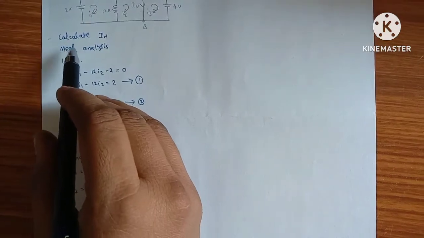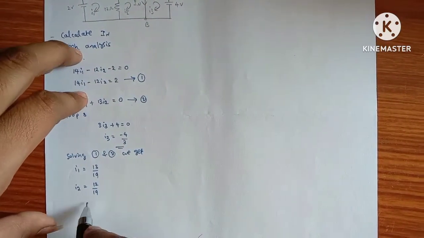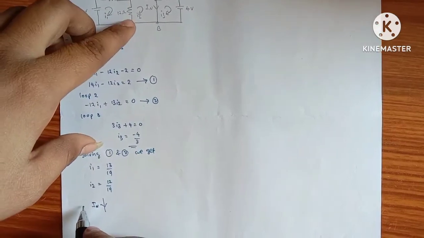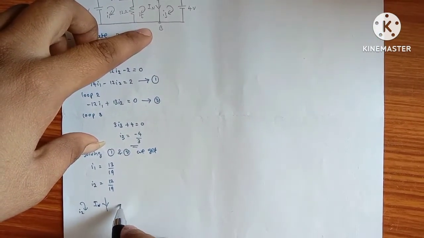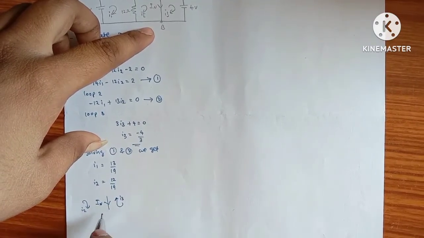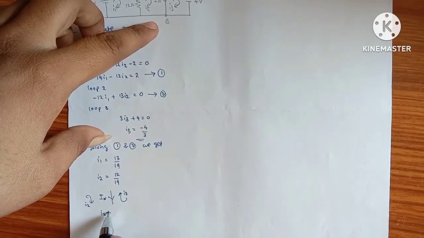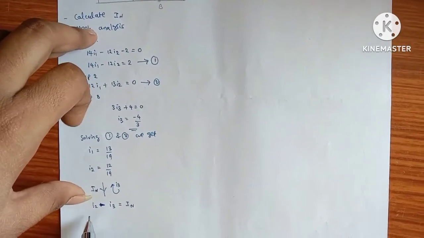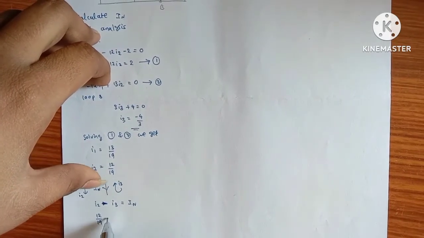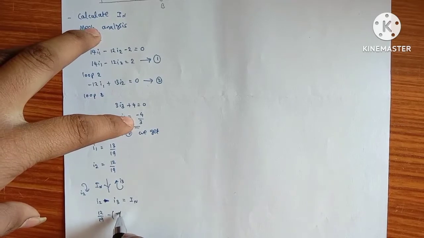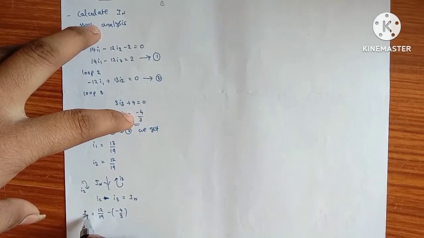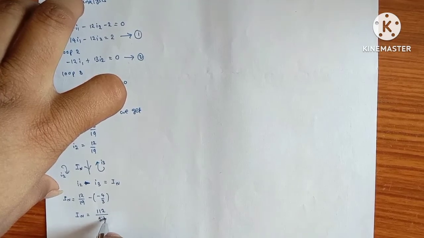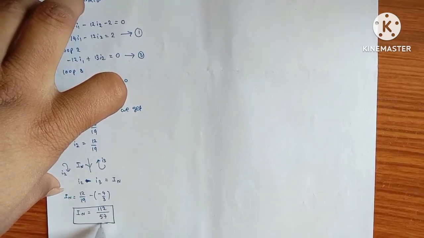Here the aim is to find IN. From the branch current between A and B, IN is flowing like this, I2 flows along the direction of IN, and I3 flows opposite to the direction of IN. Now writing the equation, I2 minus I3 equals IN. I2 we got as 12 by 19 and I3 we got as minus 4 by 3. If we solve this, we get IN as 112 by 57. Therefore we get Norton's current.